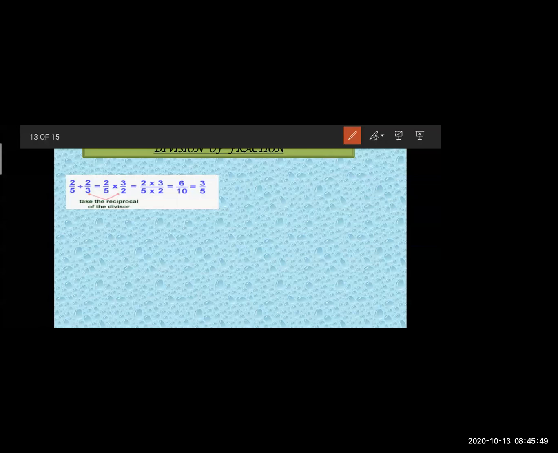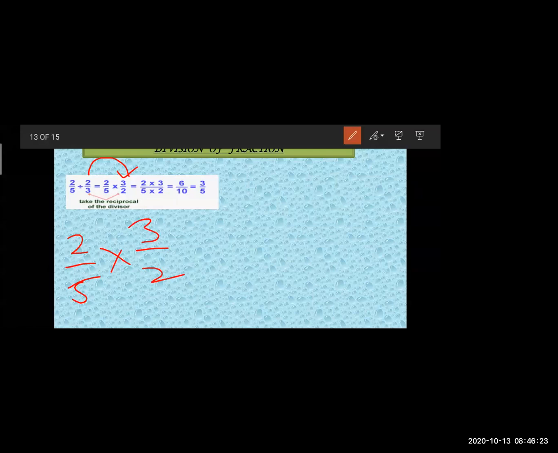What we will do here for multiplication: the other number, 2 upon 3, is the divisor. We will just reciprocal it. 2 upon 3 will give you 3 upon 2. We have to just reciprocate, meaning turn it upside down. In our language, reciprocal means we turn the numerator to denominator and the denominator to numerator. So 2 upon 5 multiply by 3 upon 2.